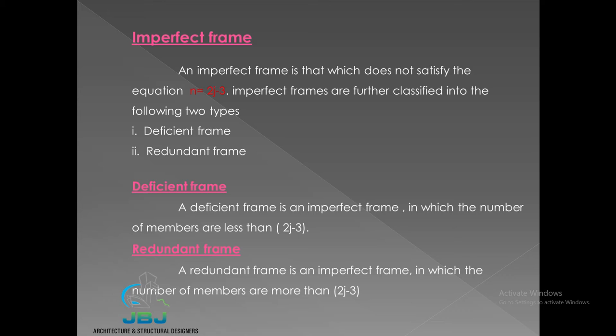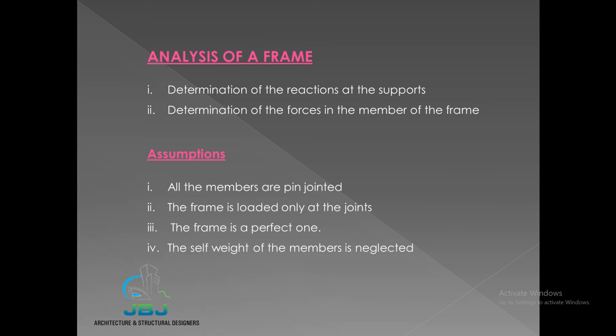Anyhow, a frame which does not satisfy this condition is called an imperfect frame. Then how can we analyze this frame? Actually, in this unit we are going to analyze this frame. How can we analyze the frame? First of all, determination of the reaction at the support. We should find the reaction at the support.